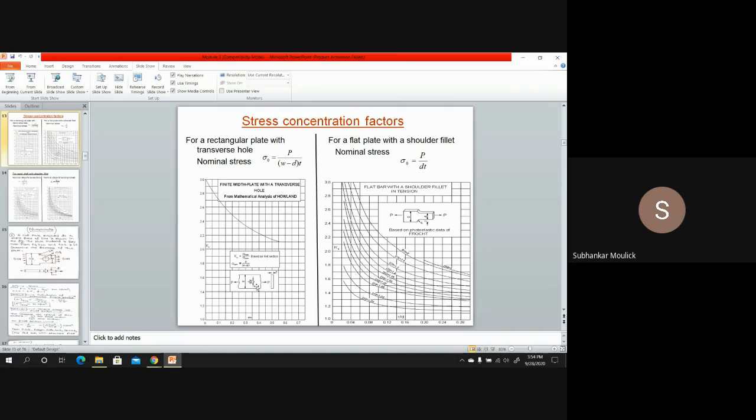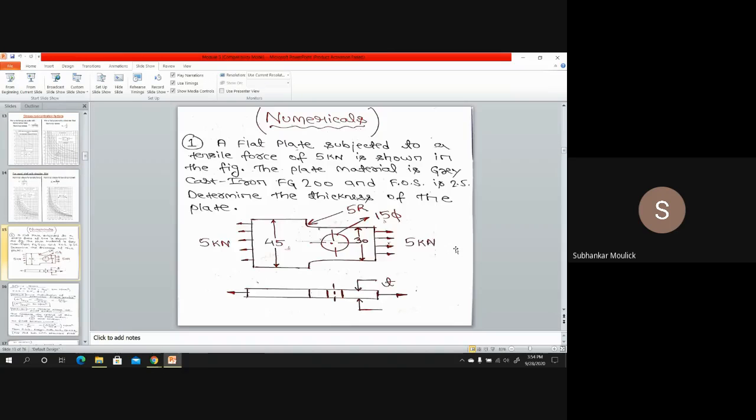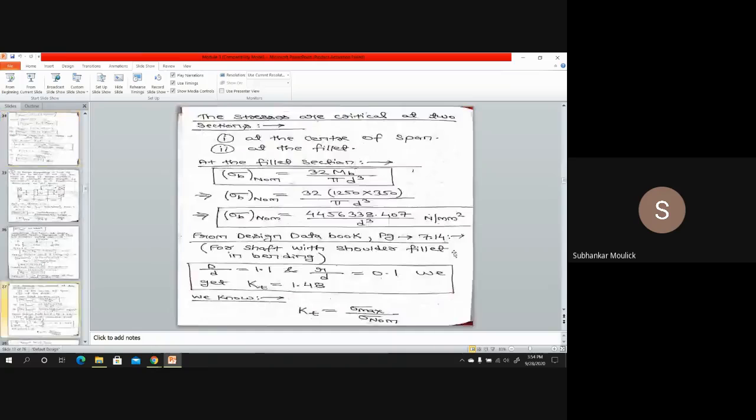Diameter of the hole is a, and for this problem, how can I find the value of Kt? If I see on the x-axis, it is a by W. a means the diameter of the hole divided by the width of the plate. So corresponding to the a by W value, if I move upward, then the line where it touches this graph, that particular point along the y-axis will be my Kt. So let us first find out this a by W value in my problem.